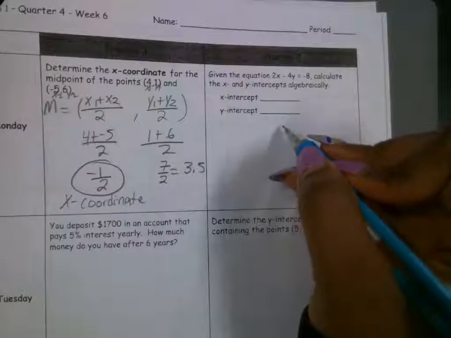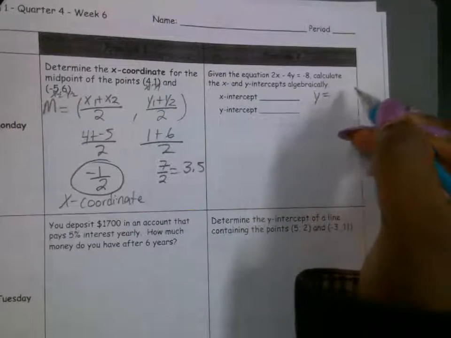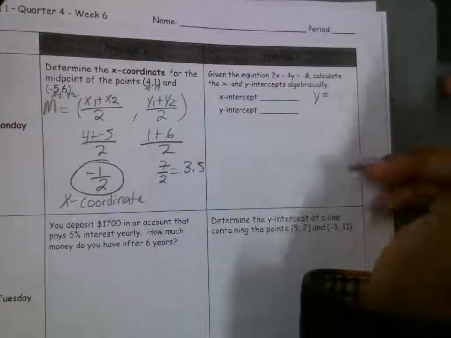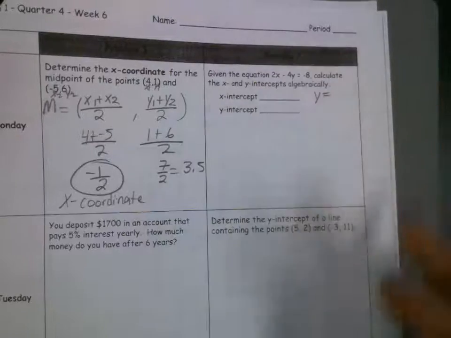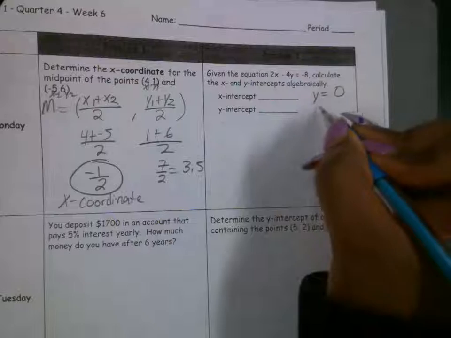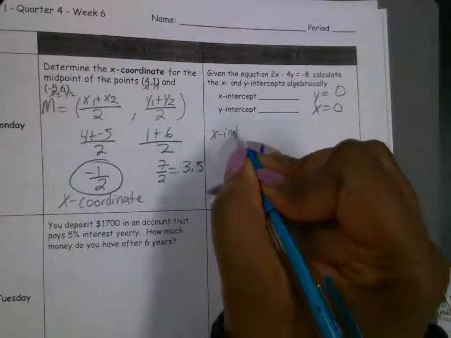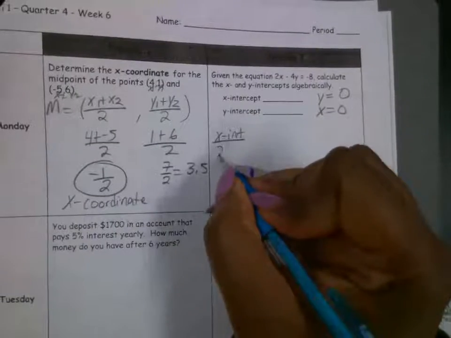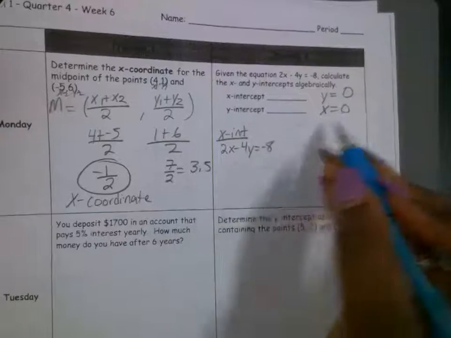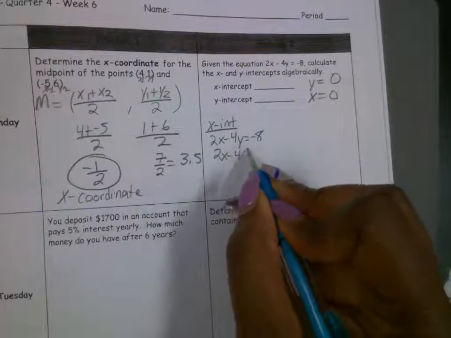Let's do the x-intercept and the y-intercept. What is y equal to for the x-intercept? If it crosses the x-axis, it's 0. What is x equal to for the y-intercept? 0. So let's find the x-intercept first. Let's substitute 0 in for y and solve for x.